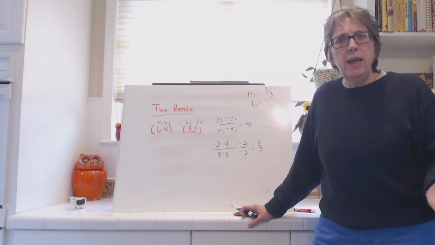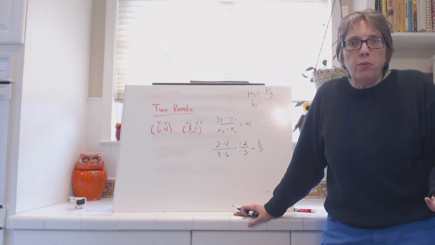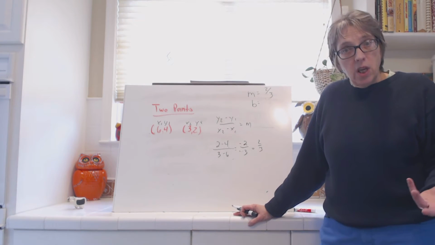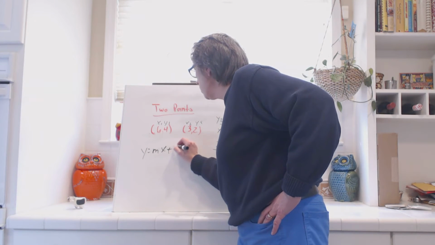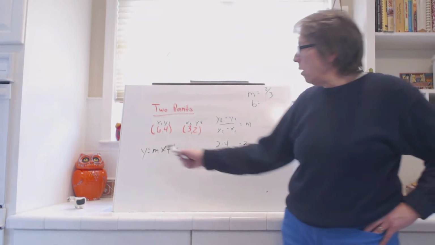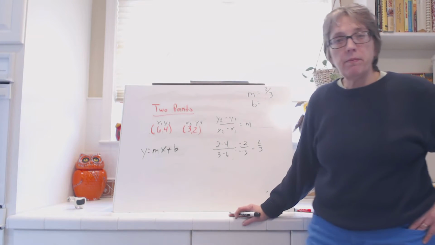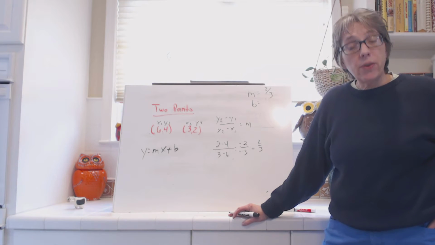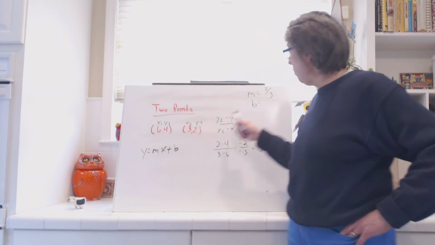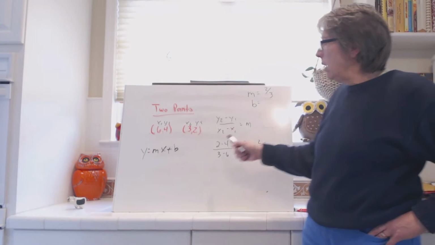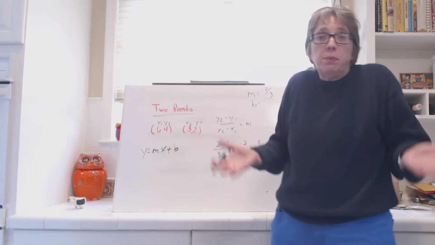But now we need the b. What would we use to find the b? Well, think. We would use slope-intercept formula. Y equals mx plus b. There are 4 unknowns here, the y, the m, the x, and the b. But we know 3 of them. We know the slope. The slope is 2/3. We know what x and y are because we have 2 points to pick from.